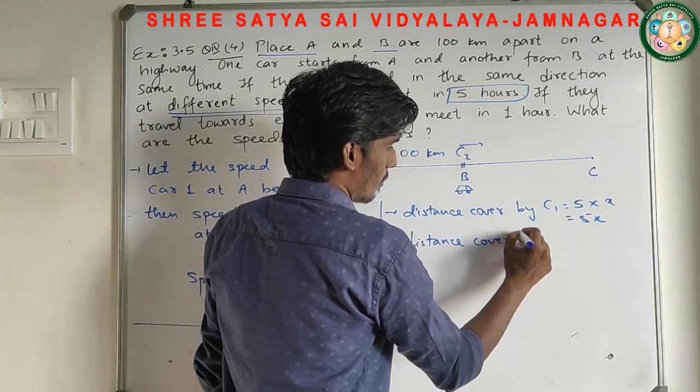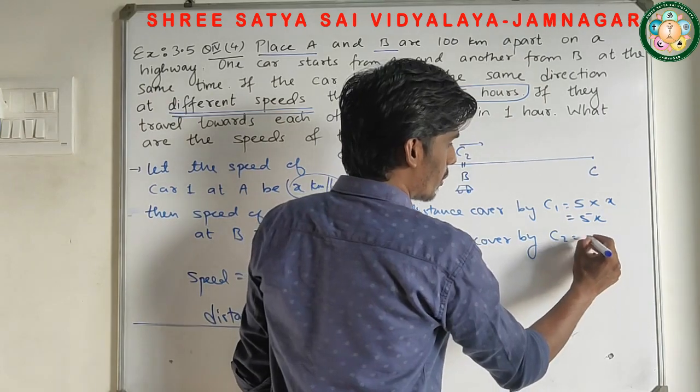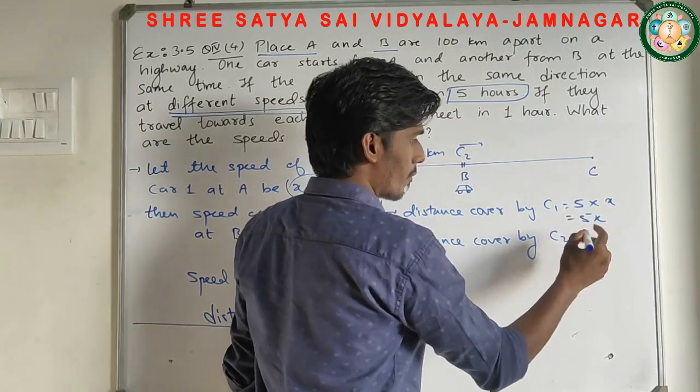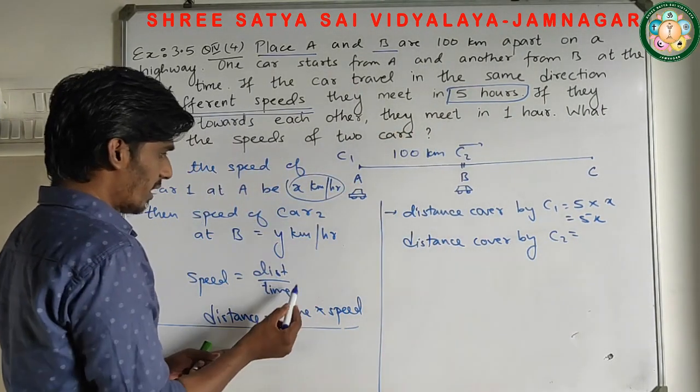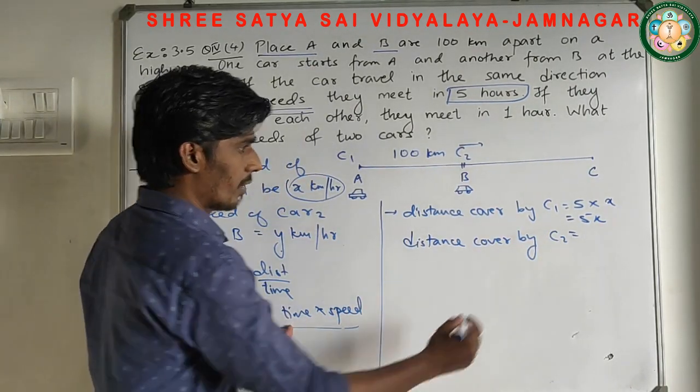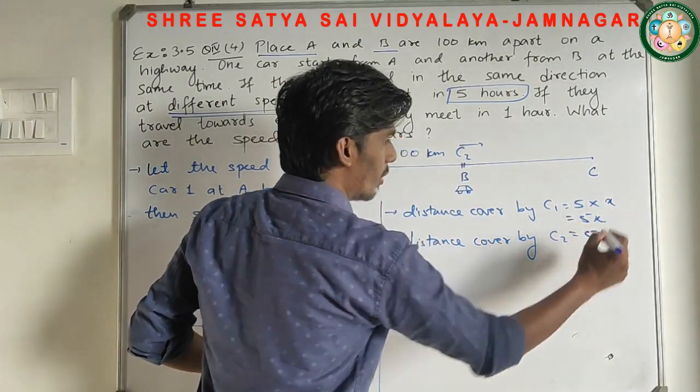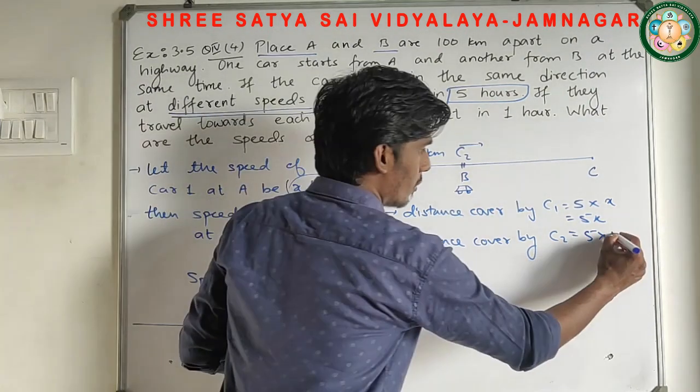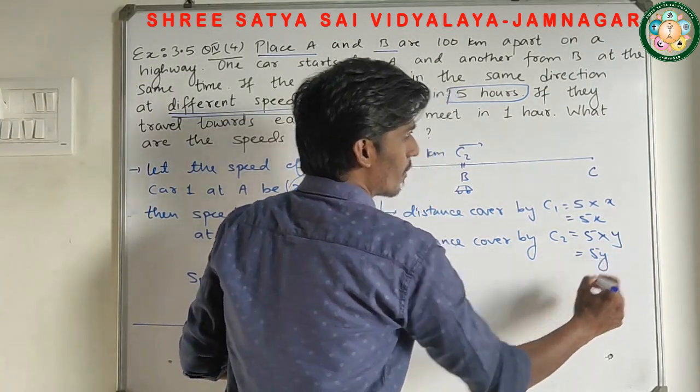Then the distance covered by car 2 is what? What is its speed? It's y kilometers per hour. The time again is 5 hours. So the distance is 5y.